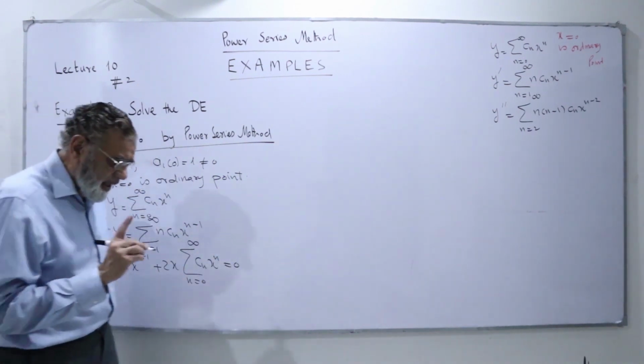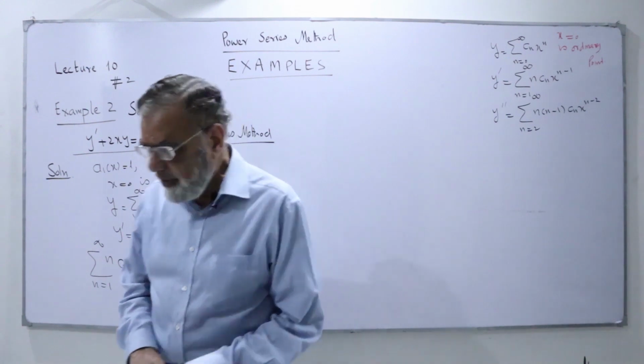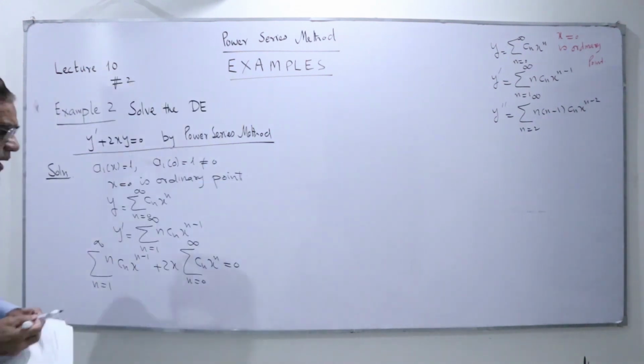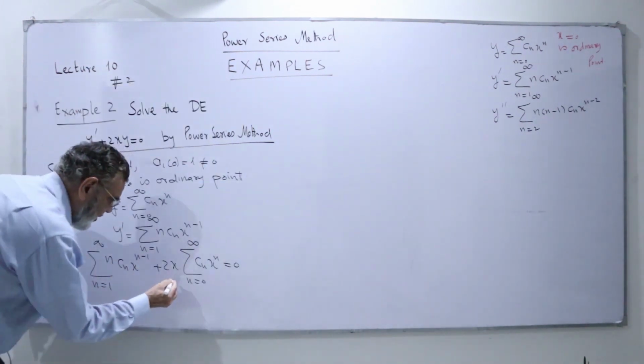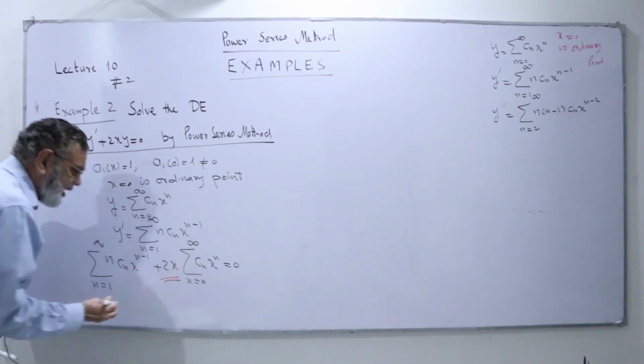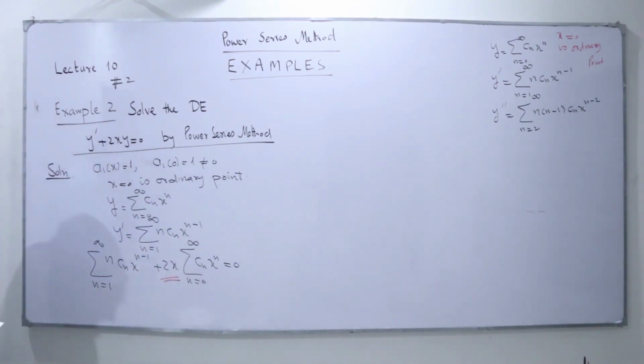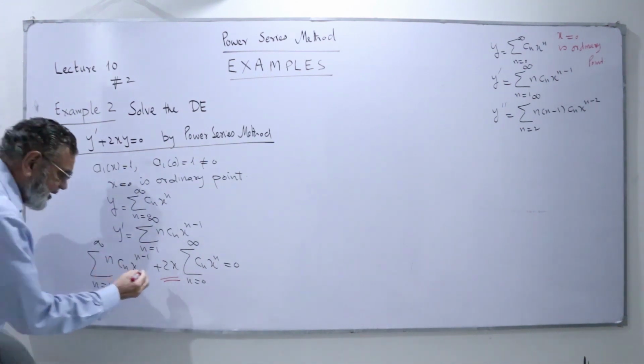From my experience, I tell you a very important thing: whenever you have a coefficient depending upon x, the next step will be that you take this coefficient x inside. If you don't take it inside, then there will be some error in the method, and your result will not be correct.